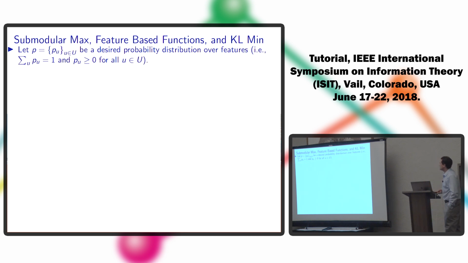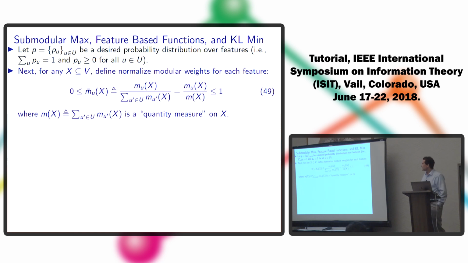So now let's say, and this is where we're going to relate it to Kullback-Leibler minimization, that we have some probability distribution, again, over features. Like, this is a desired distribution. It's a probability distribution, so it sums to 1, and all of the probabilities are, of course, non-negative. And we adjust our modular functions so that we can define normalized modular weights for each feature. So for any x, m bar sub u is equal to the original m sub u of x, but then divided by the sum over all features.